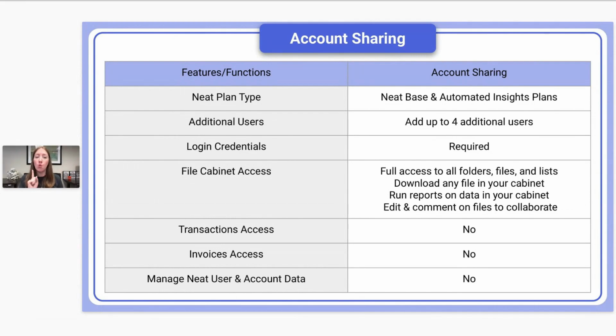Now, these users will not be able to access other sections of your account. For example, if you're on an automated insights plan, your additional users will not be able to access your transaction streaming features, and they will also not be able to access your invoicing features. These users will also not be able to access any of your Neat account settings. So they can't access your Neat account user profile to make any changes, or your account settings to make any changes, or your billing portal to make any changes to your actual Neat account.